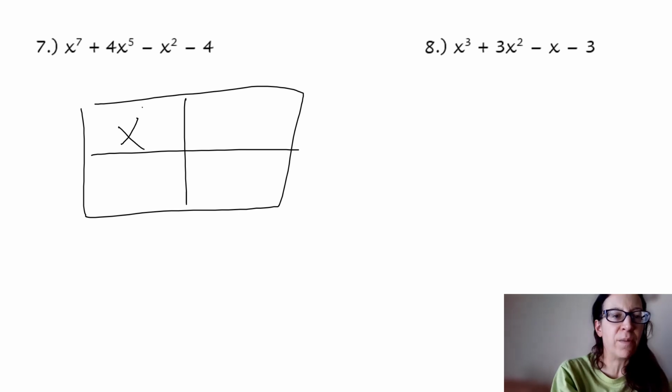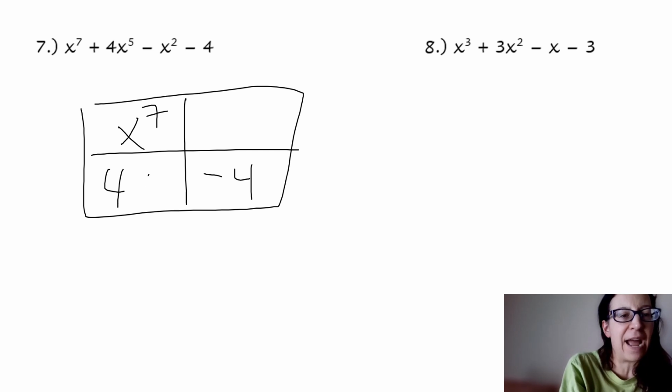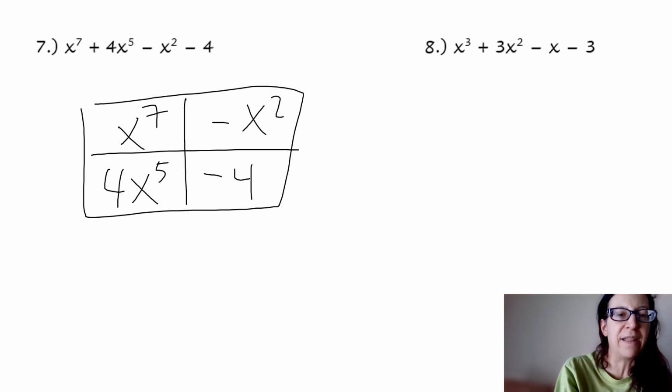Here we go. We're going to put x to the 7th because the highest exponent would go in that upper left. Your constant would go in the lower right. And you can actually put the other two wherever you want. But I have typically, in all the ones I've done, I'll put the next highest one down below. And then this would be the x squared.